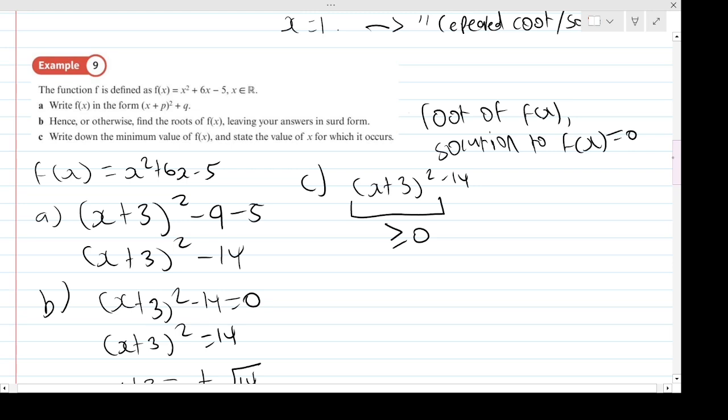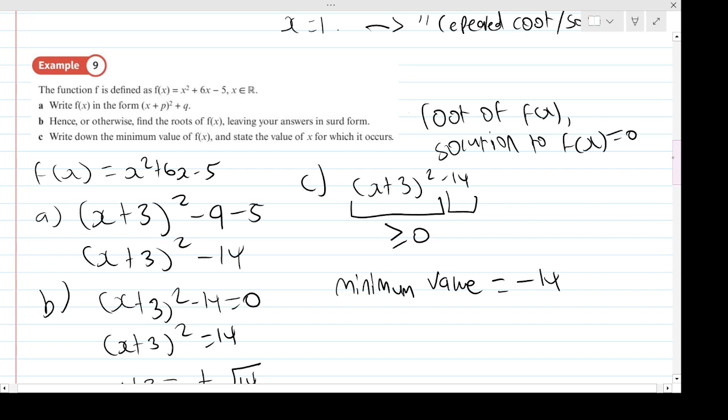But then we're minusing a 14, right? So, if it's at least 0, then we're minusing 14. That means the minimum value is equal to minus 14, okay? Because a square number has to be at least 0, right?